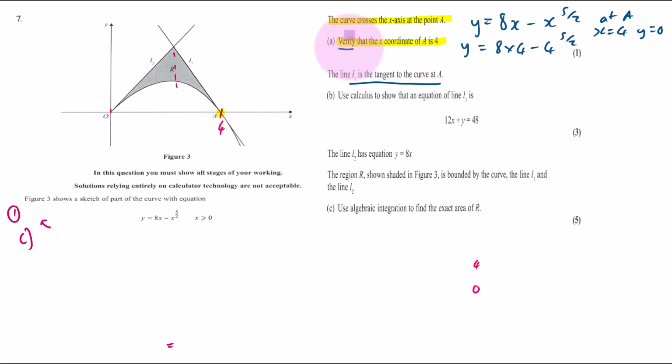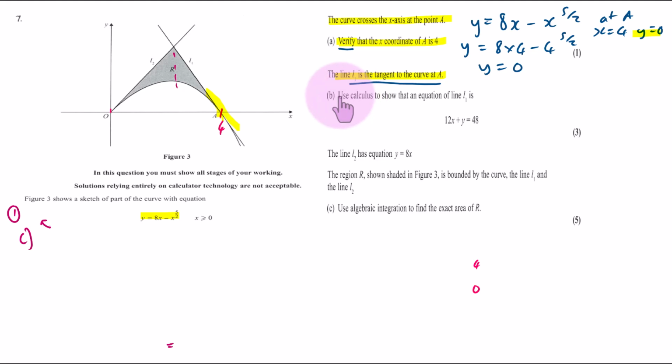So all we literally need to do is substitute 4 into our curve, and we know that it is at y equals 0 at this point. So if it equals 0, then we can verify that the x-coordinate of A is 4. That is done. Now line L1 is tangent to the curve at A, so this is a tangent.